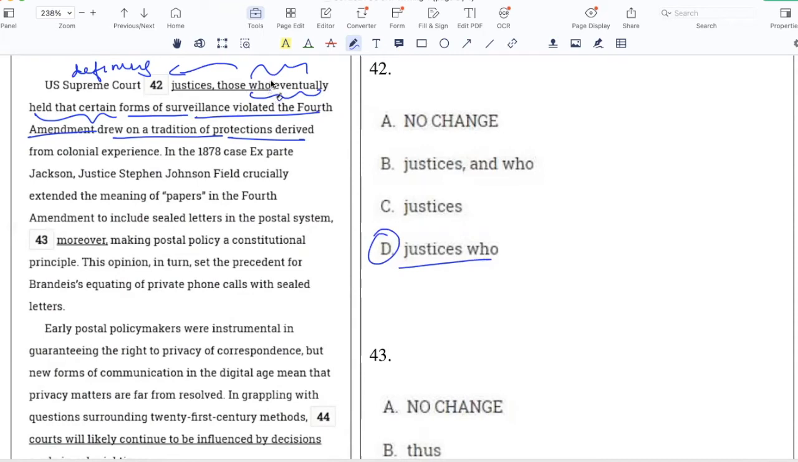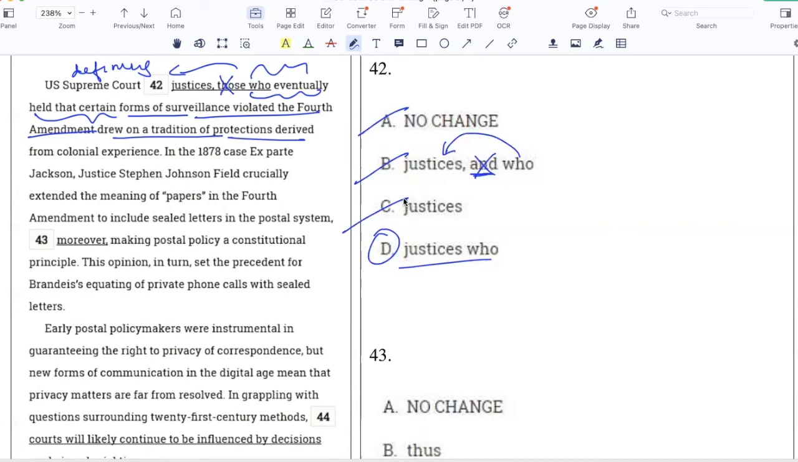Those who is incorrect because I already have the subject, so this those is wrong. And who is wrong because this who refers to the justices, so this conjunction is wrong. And I definitely need who here because my main sentence is US Supreme Court justices drew on a tradition. So who eventually describes those judges, so who is needed.